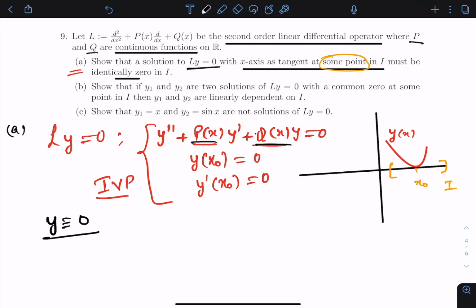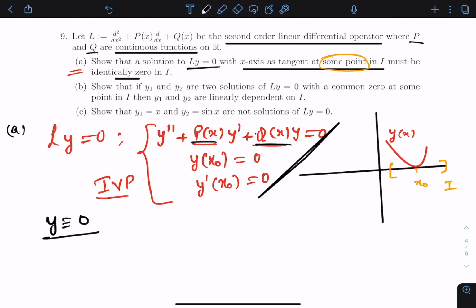So if you have a non-zero function satisfying this property, that's not possible, because then that gives you another solution to this problem. But this problem can have only a unique solution. So that function y has to be 0. So you cannot actually have a function with this property that we have given here.